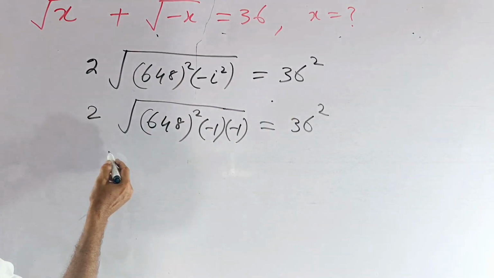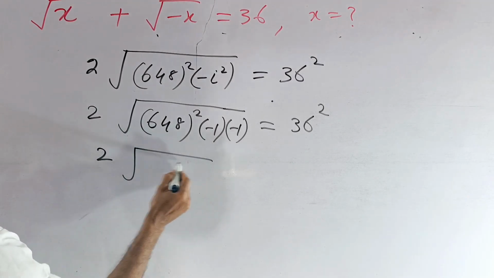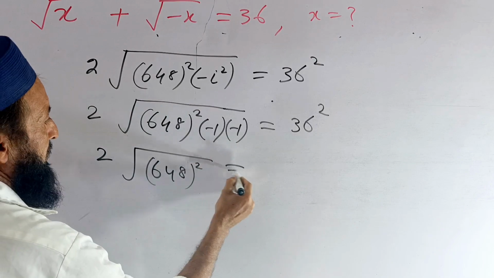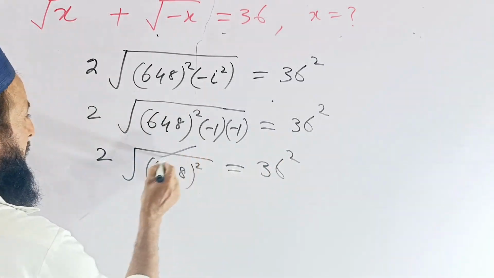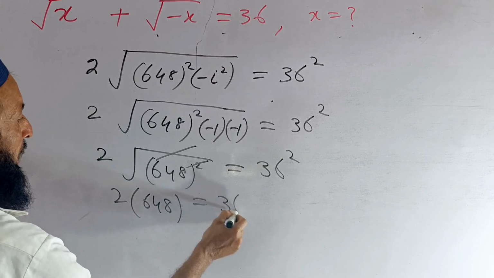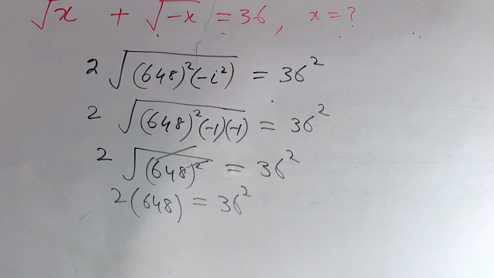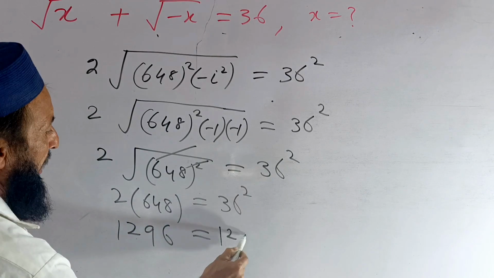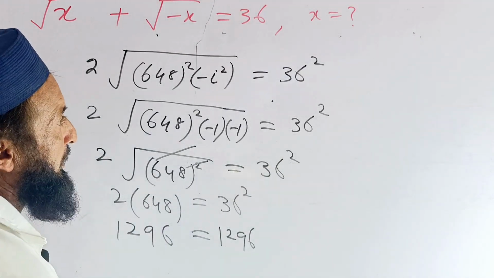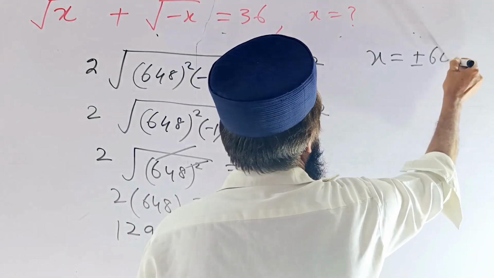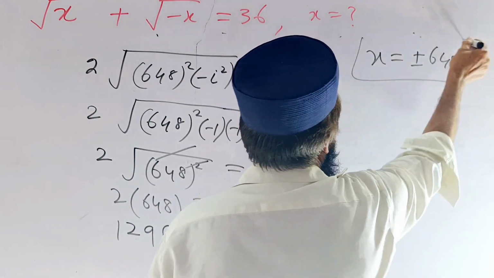Now we can simplify further. This one, 648 iota square is minus, and minus minus becomes plus, so this will be 36 square. This is cancelled to each other. 2 times 648 is equal to 36 square. If we multiply this result, we get 1296 is equal to 36 square, 1296. So our solution is correct. So x is equal to plus minus 648 iota is our answer.